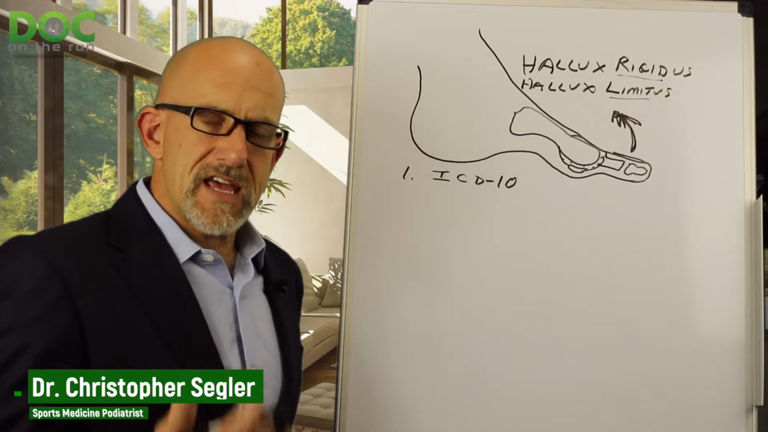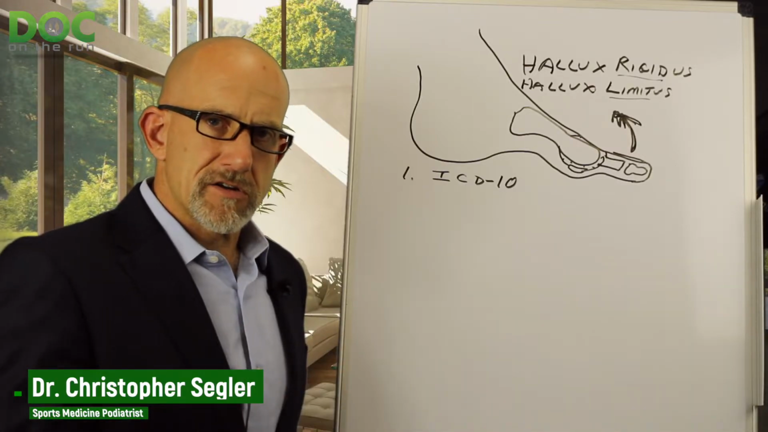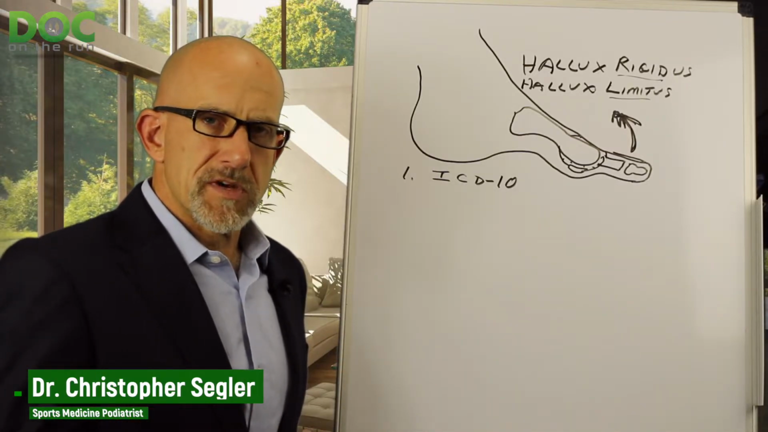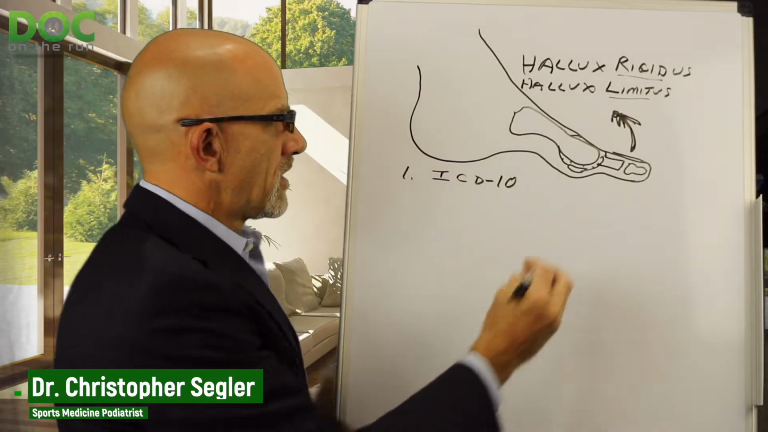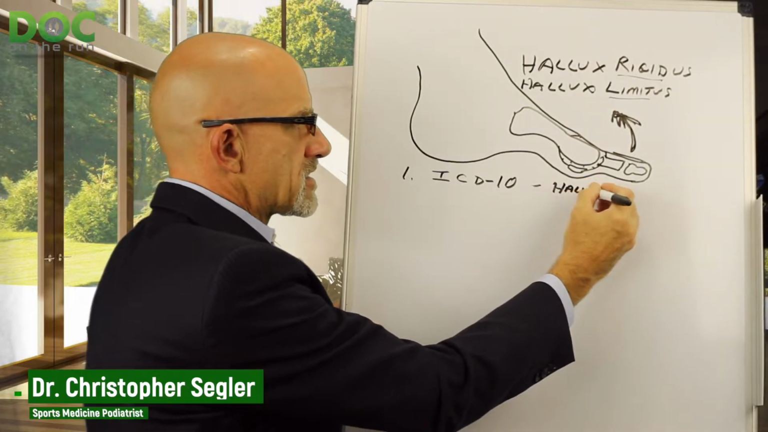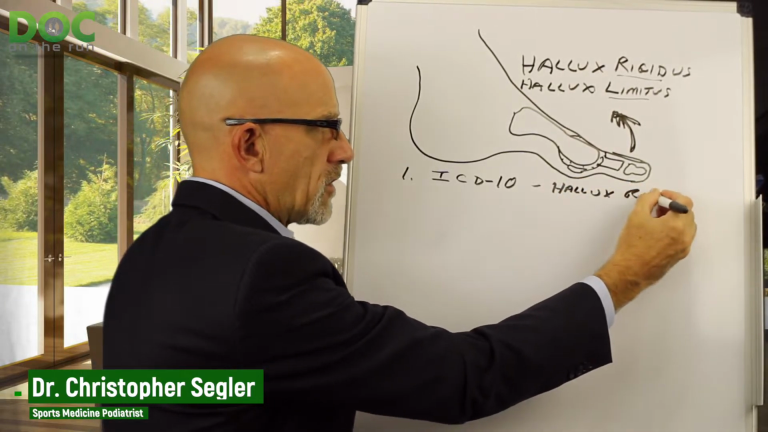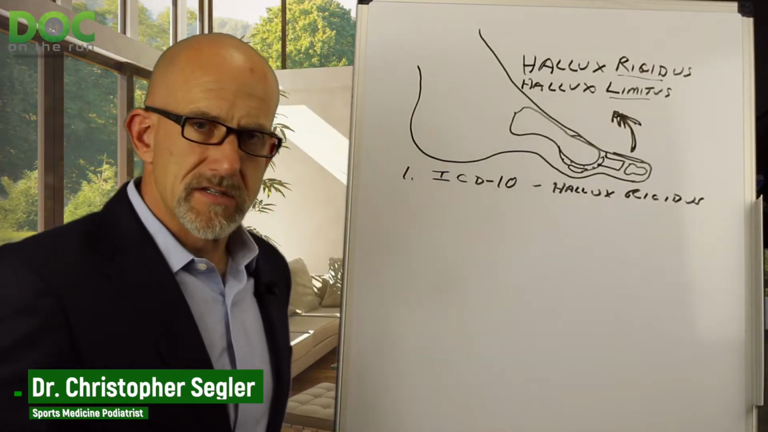If you get a statement from your insurance company that has the codes that the doctors use to get reimbursement or paid for your visit, you will see an ICD-10 code, and if you look it up, it will be Hallux Rigidus. So that's the first thing, is that there is a code for Hallux Rigidus. There is no code for Hallux Limitus.